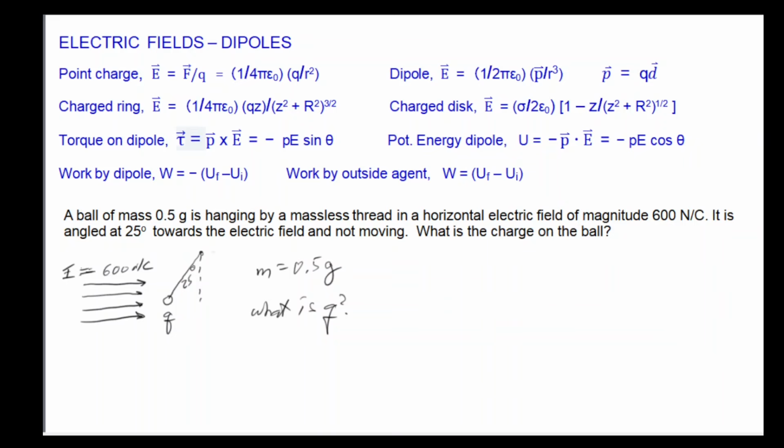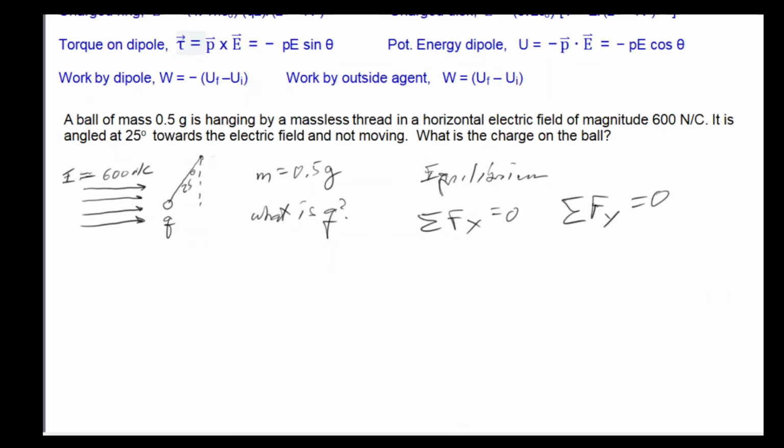Let's do another problem. A ball of mass 0.5 grams is hanging by a massless thread in a horizontal electric field of magnitude 600 newtons per coulomb. It is angled at 25 degrees towards the electric field and not moving. What is the charge on the ball? By saying it's not moving, it means that the ball is in equilibrium. And that means that the sum of the forces in the x direction equals 0, and the sum of the forces in the y direction equals 0. But first, let's draw a free body diagram to show the forces.